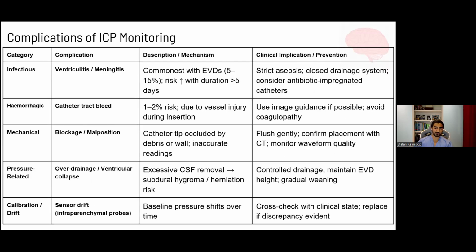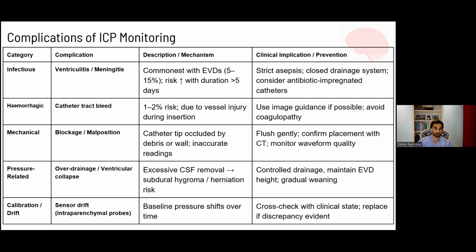We mentioned the different types of ICP monitoring devices, but they have different sorts of complications depending on which one you're using. The most common and important one is infection, particularly a ventriculitis. The risk is longer the catheter stays in, so typically around 5 to 50% after 5 days. And the main thing here is prevention. So it's important you keep an aseptic technique, a closed drainage system, and whenever possible, you use antibiotic impregnated catheters.